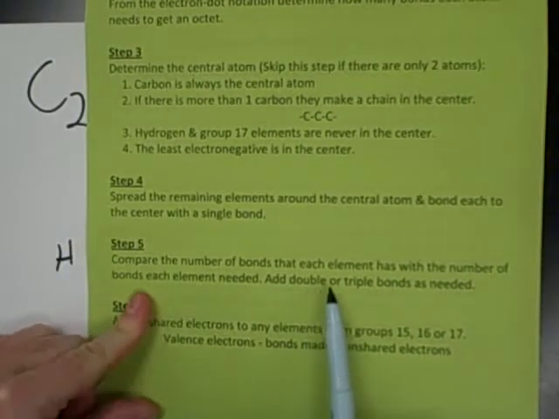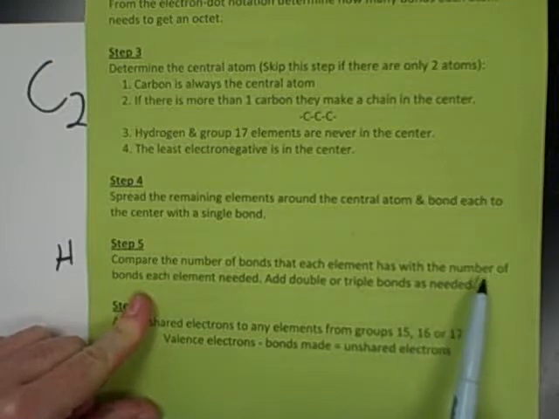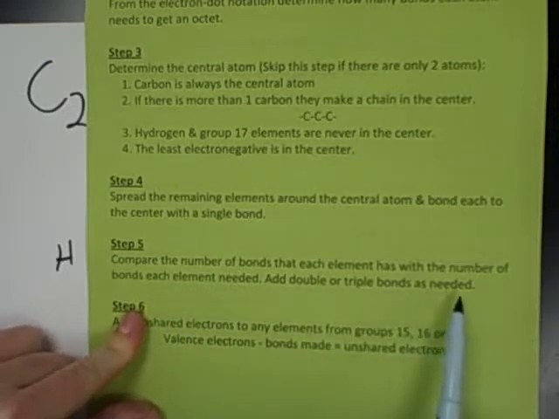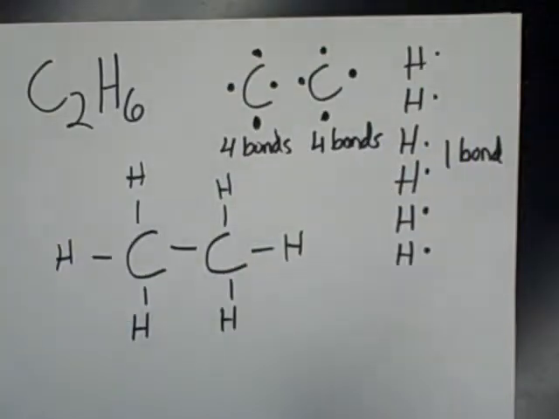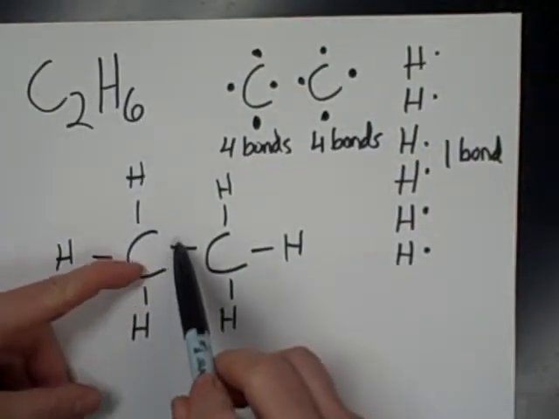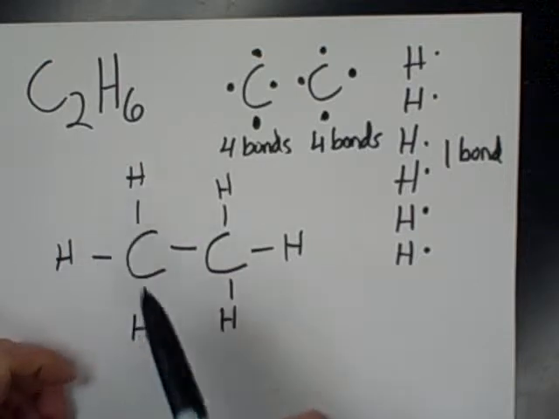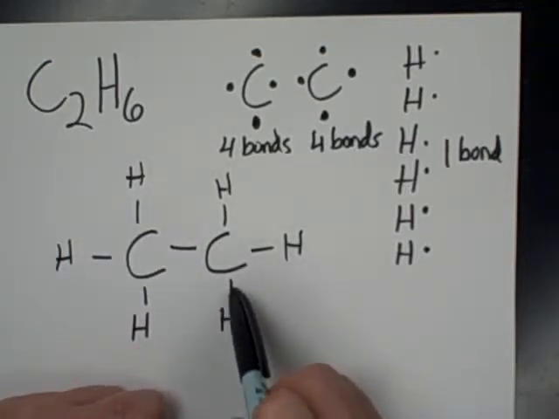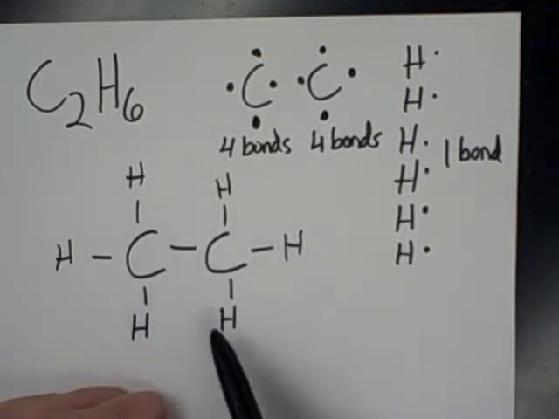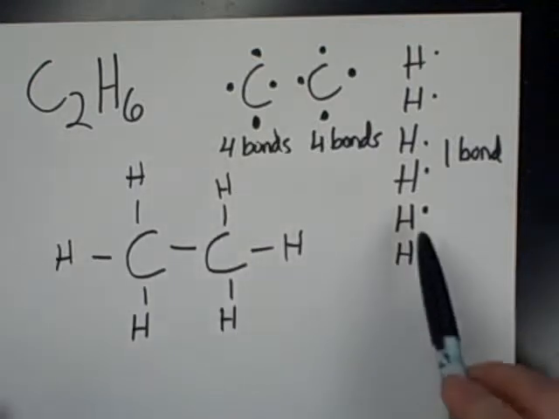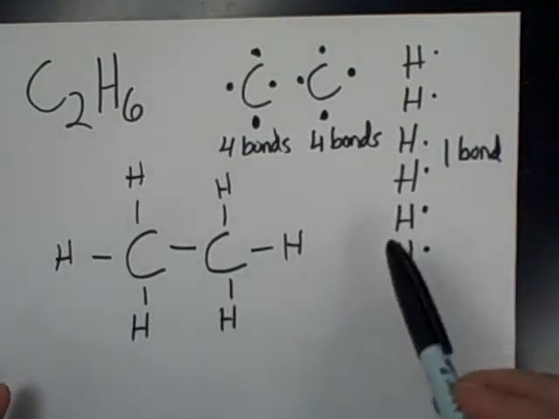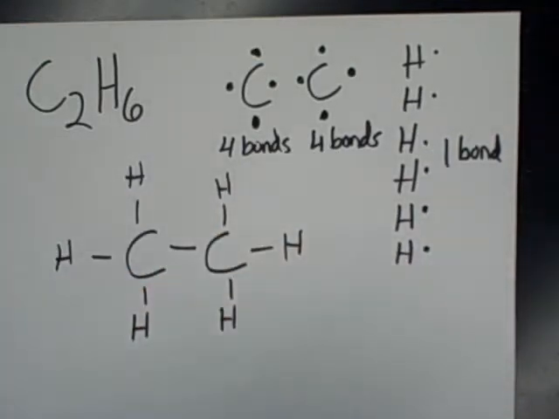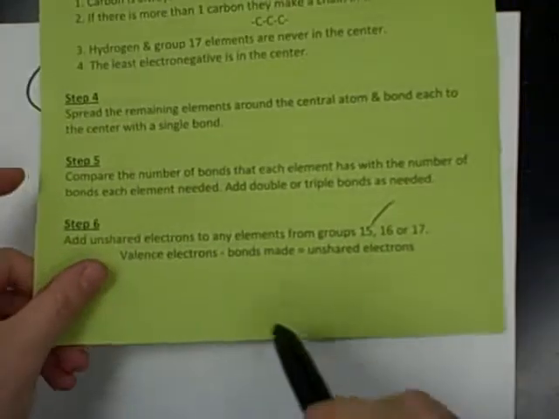Step 5, compare the number of bonds that each element has with the number of bonds each element needed. Add double or triple bonds as needed. So carbon needs 4. This carbon has 1, 2, 3, 4 dashes attached to it. He's good to go. This carbon has 1, 2, 3, 4 dashes attached to it. He's good to go. Each one of these hydrogens only needed 1, and they all have 1. So we do not need any double or triple bonds.